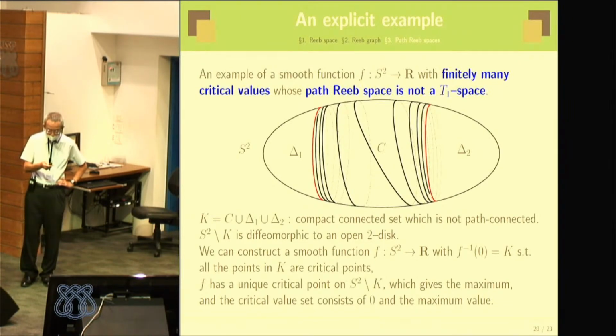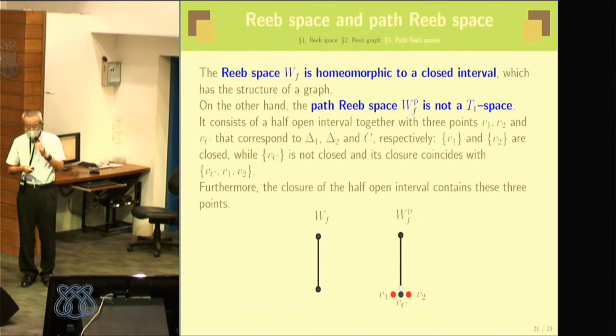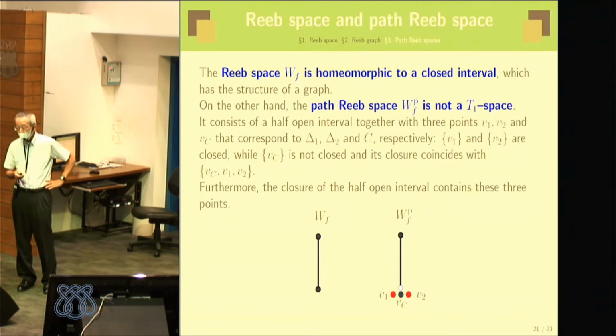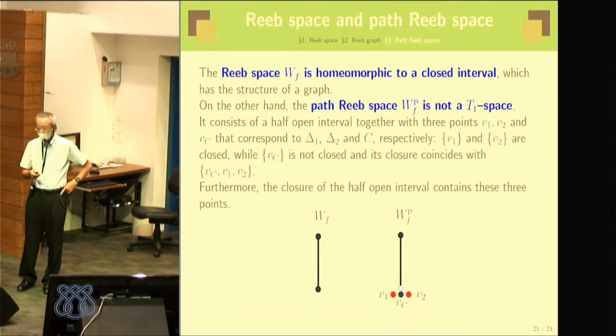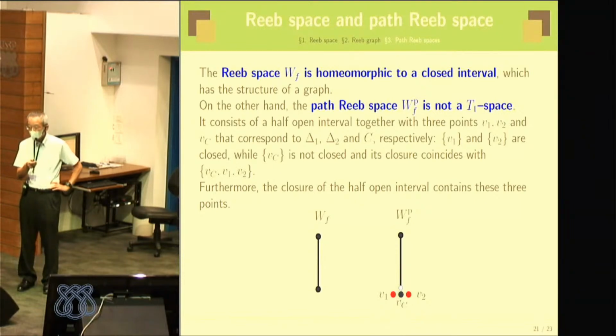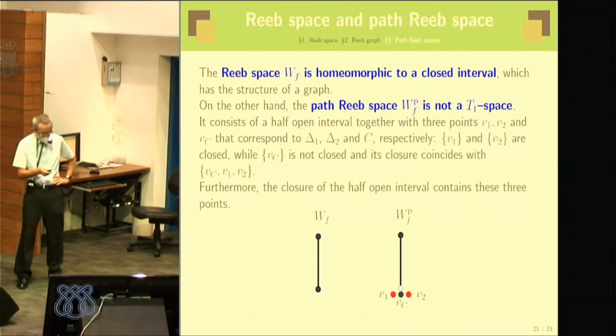Okay? So this is a very complicated example, but anyway, like this, the usual Reeb space has a very good behavior compared with the path Reeb space. So to use the connected component is very good, but maybe it's not so good to use path components. Of course, if you work with triangulable maps or functions, it's okay. But in order to work with general functions, to use path component is not a good idea. Okay? So that's what I wanted to say.